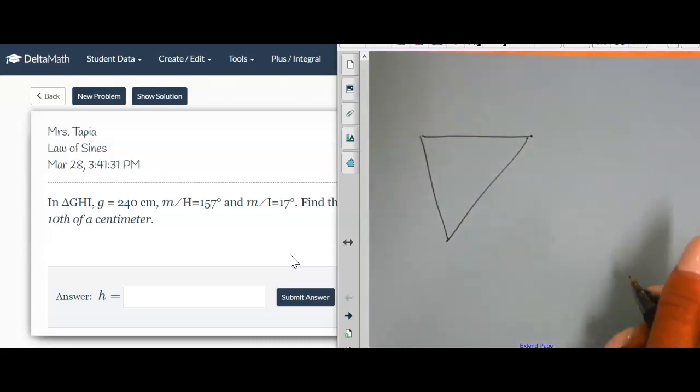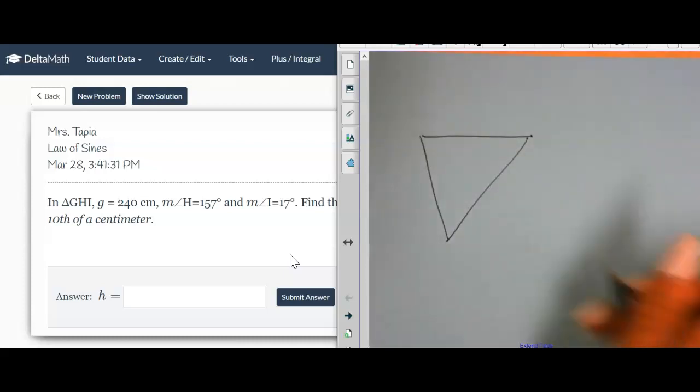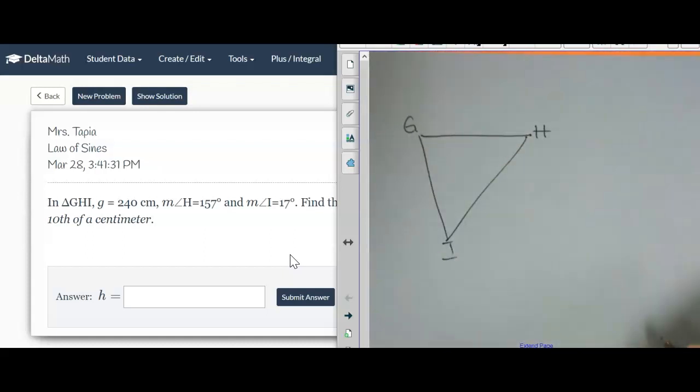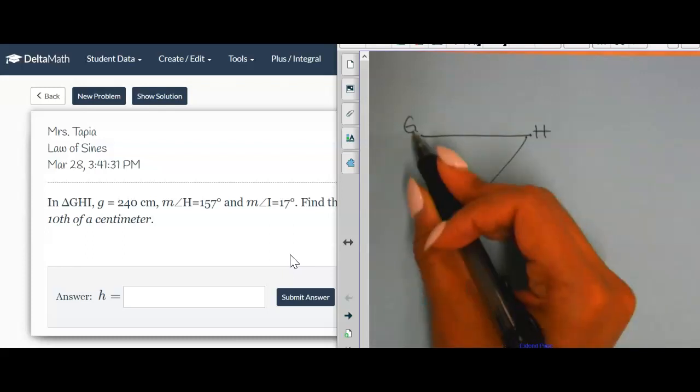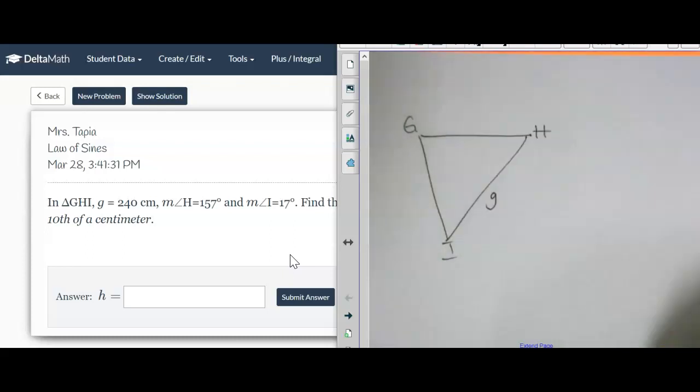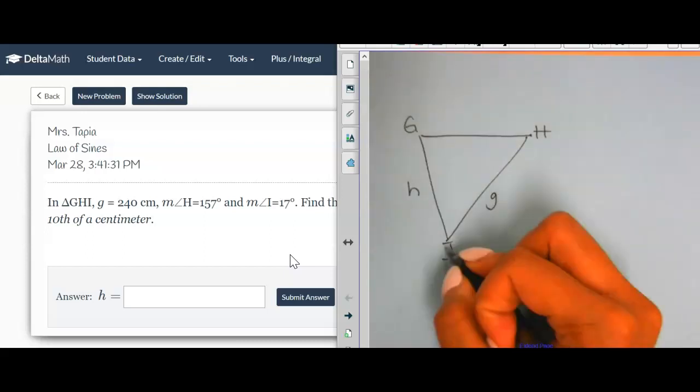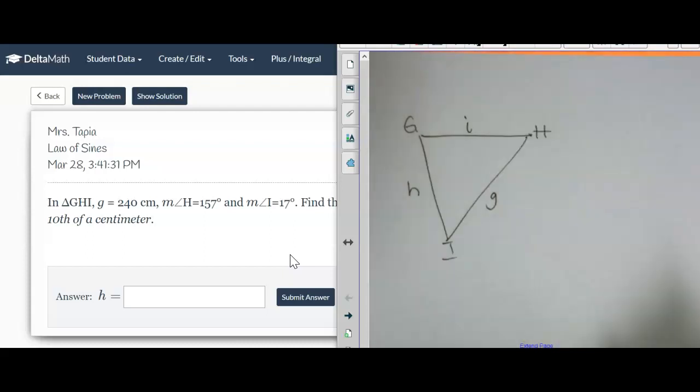I need to label my angles G, H, I. So here's G, here's H, here's I. I'm just going to go in a circle labeling G, H, and I. From here, it said little g is 240. Let me find out first where little g is. Little g is directly across from big G. Little h is directly across from big H. Little i is directly across from big I. So here are your lowercase g, h, and i.